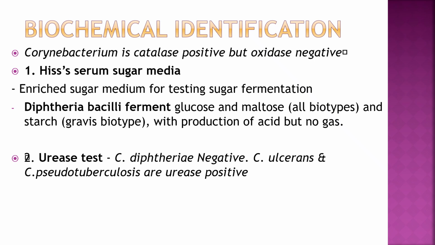In biochemical reactions for the identification of Corynebacterium diphtheriae, it is catalase positive but oxidase negative, and on Hiss serum sugar media used for testing sugar fermentation, diphtheria bacilli ferment glucose and maltose in all types, and starch is fermented by Gravis type only, with production of acid and no gas. Urease test is negative in Corynebacterium diphtheriae, but it is positive in C. ulcerans and C. pseudotuberculosis.